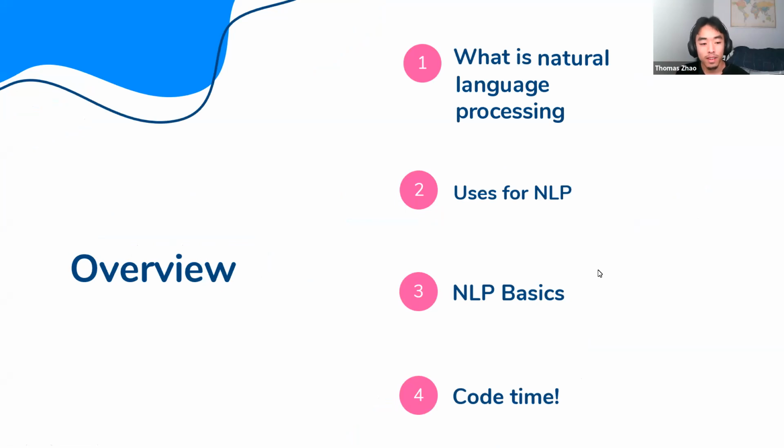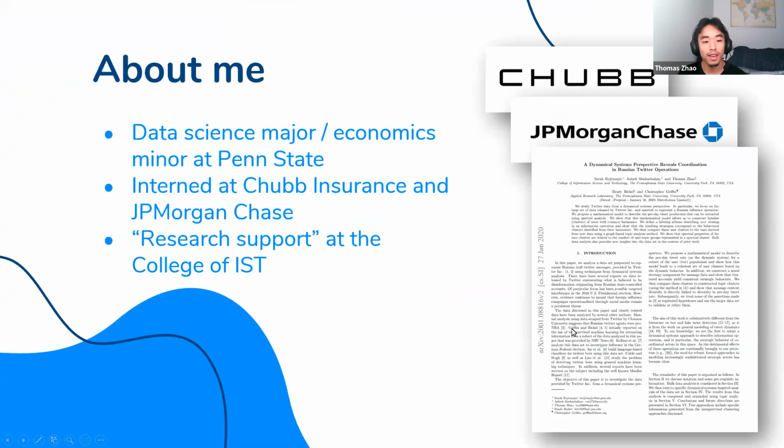So just a brief introduction about myself. Thomas Zhao. I'm a data science major here at Penn State, as well as an economics minor. The past 2 years, I've interned at an insurance company, as well as a finance company called JP Morgan. And I also do research here at the College of IST. My official title is, quote, research support. So whatever that means. But you can see my brief resume to the right there.